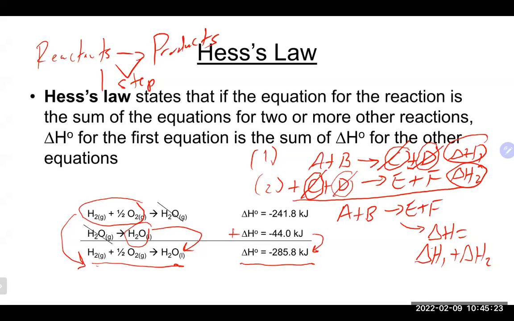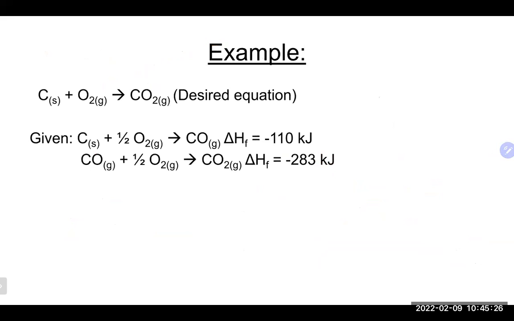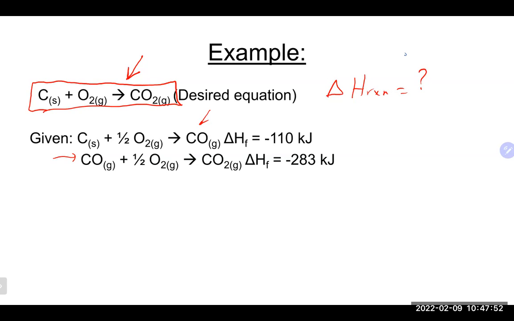All right, so why don't you try one here. Your goal is to build this equation using these 2 equations here. And you want to figure out what is the delta H value for this reaction. So take a second and see what you come up with. And a really good approach when you're doing these types of problems, because sometimes it can be really confusing with a lot of equations, is to look at the equation you're trying to build and see if you have everybody on the correct side. That's a really good place to start.